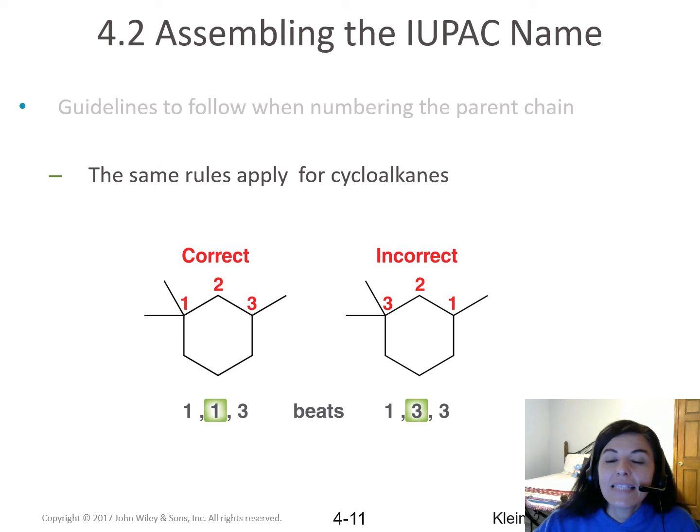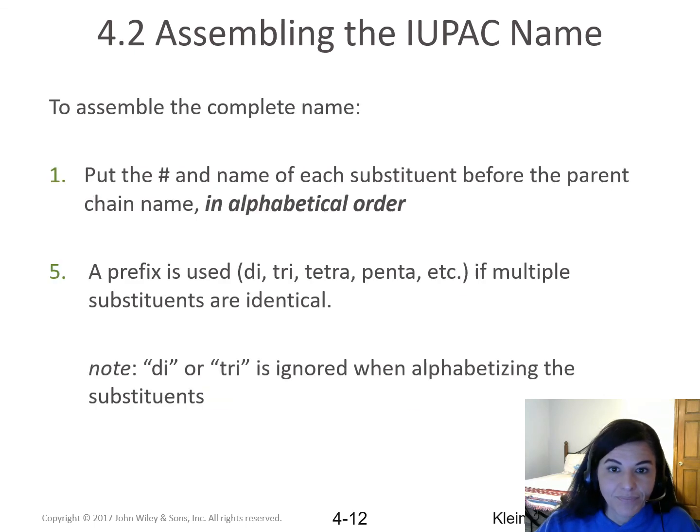Okay. Same rule applies for cycloalkanes. We number so that our substituents get the lowest number possible.